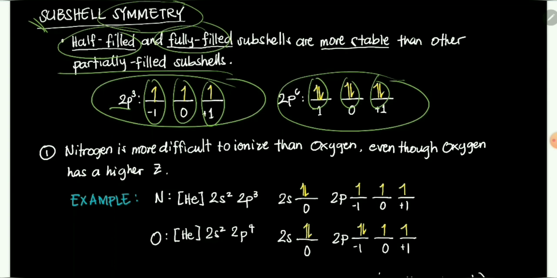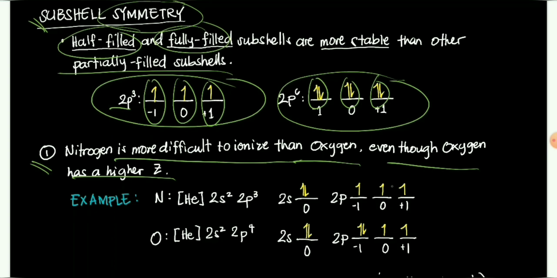Okay? So, what are the evidences or what are the consequences of this subshell symmetry? For the first one, nitrogen is more difficult to ionize than oxygen, even though oxygen has a higher Z. Mas maraming protons yung oxygen, so dapat yung mga electrons niya mas mahirap i-ionize due to the attraction between the protons and the electron. Pero, due to the subshell symmetry of nitrogen, mas mahirap i-ionize yung nitrogen 2p electrons.